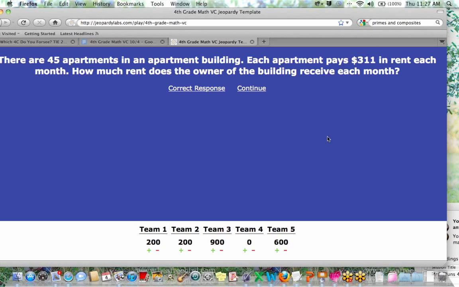There are 45 apartments in an apartment building. Each apartment pays $311 in rent each month. How much rent does the owner of the building receive? Ooh, this will take you a couple minutes. So it's 311 times 45.